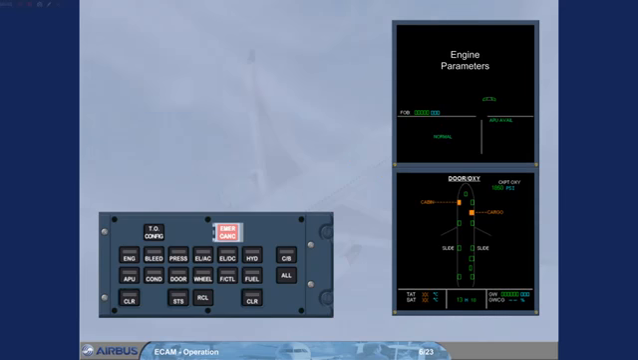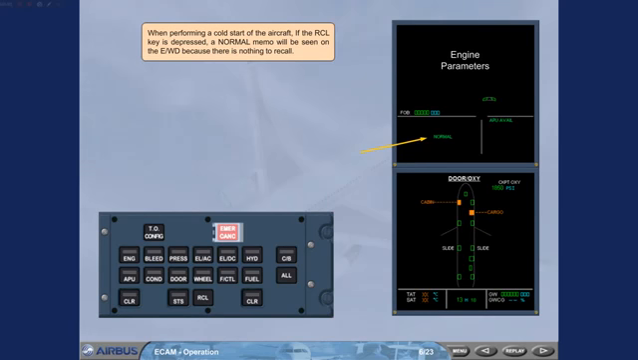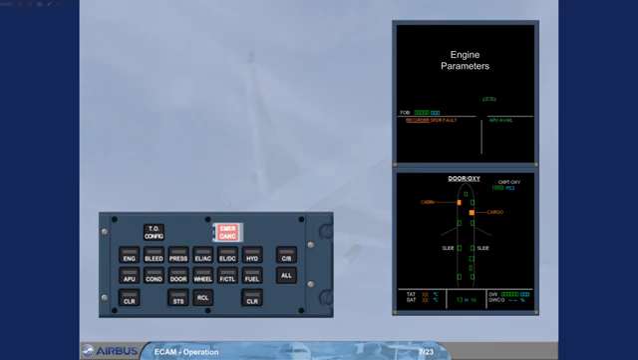When performing a cold start of the aircraft, if the recall key is depressed, a normal memo will be seen on the engine warning display, because there is nothing to recall. If we were on a turnaround, any warning that has been recalled, noted, cancelled and still present will be recalled.